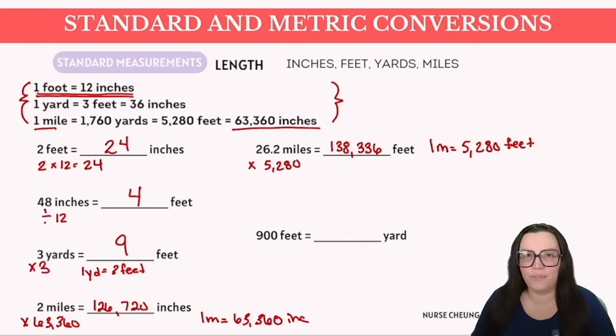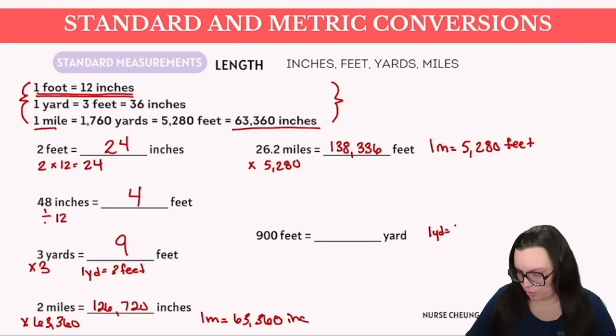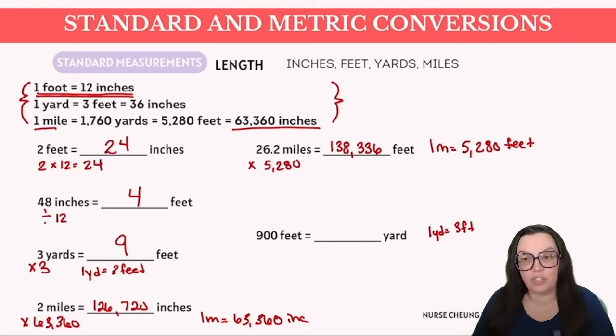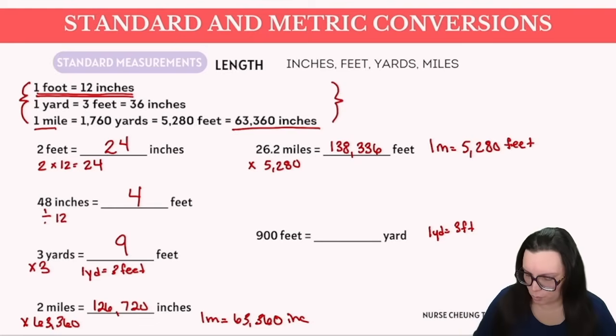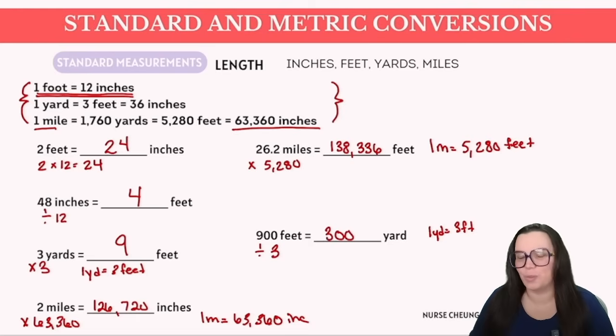And lastly, we're going from feet to yards. So we have 900 feet is equal to how many yards? We know that 1 yard is equal to 3 feet. So now we just need to do our conversion. Remember, we're going from a smaller unit to a bigger unit, right? So we're going to divide our 900 feet by 3, and that is going to give us our answer of 900 feet is equal to 300 yards.